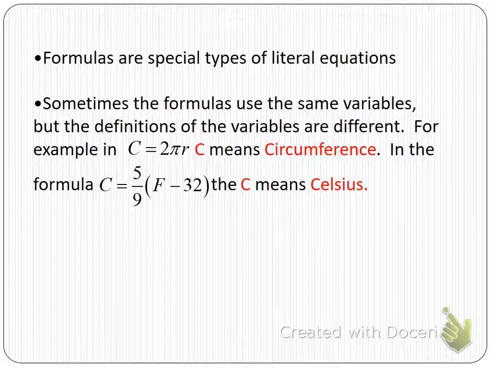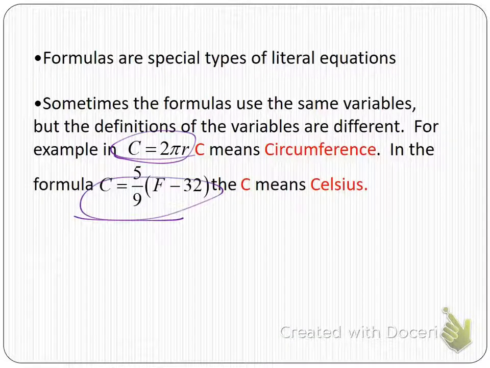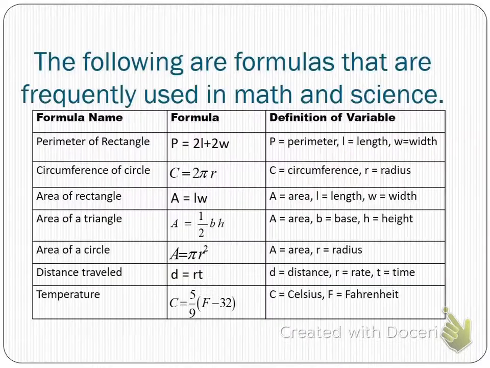So formulas, again, are special types of literal equations. Sometimes the formulas use the same variable, so you do have to be careful about what the variables stand for. So for example, in this formula here, the C stands for circumference, and that's for a circle, right? Whereas here, the C stands for Celsius in terms of temperature, degrees. So again, make sure that you understand what the variables stand for, and that'll help you decide sometimes what variable you need to solve for.